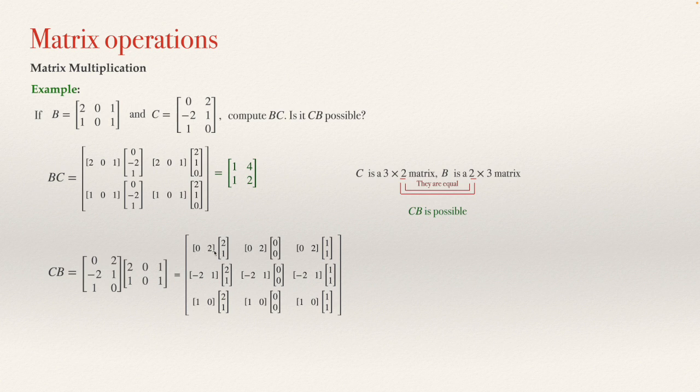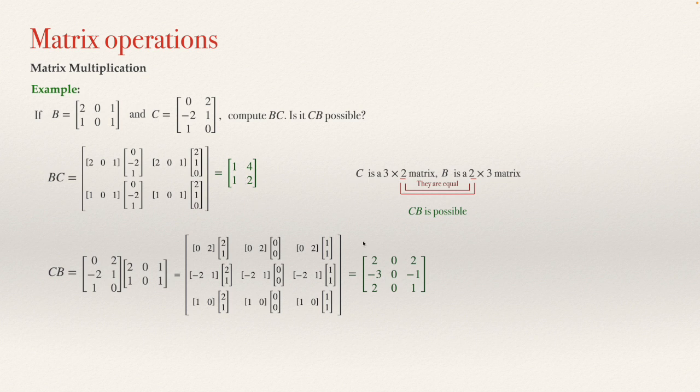For example, the first one will be 0 times 2 plus 2 multiplied by 1. And this is 2, because 0 times 2 is 0. Or the second one will be completely 0, because the two elements are 0 here. You can check all these multiplications, and the answer is this. CB was possible, but notice that it's completely different to BC.